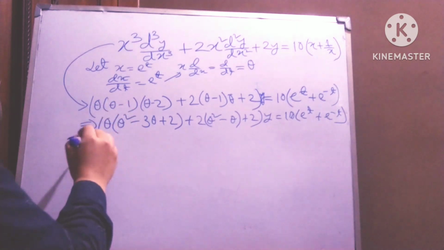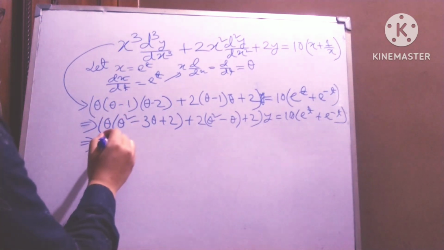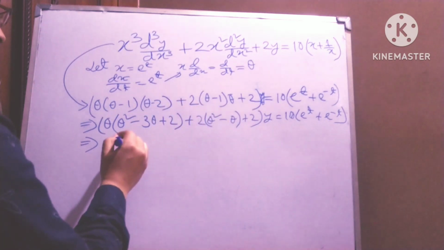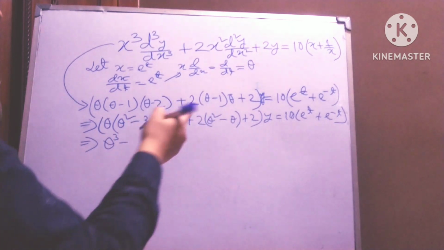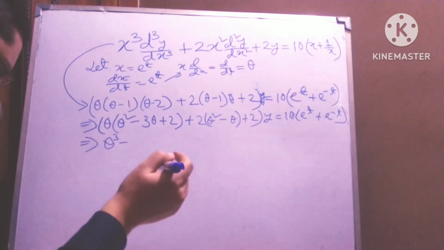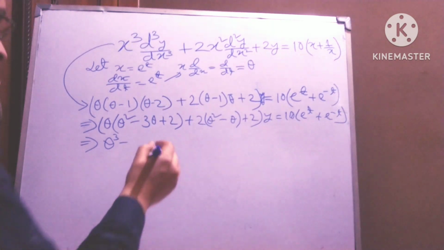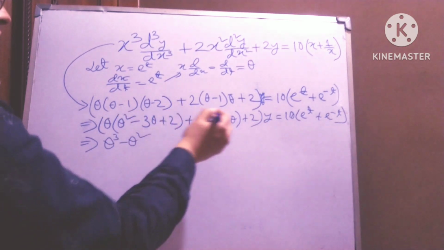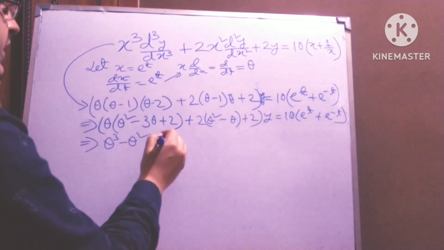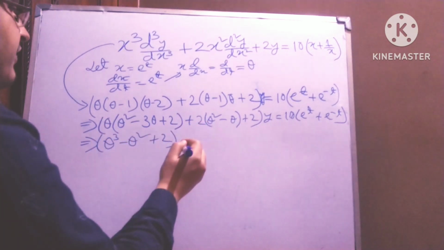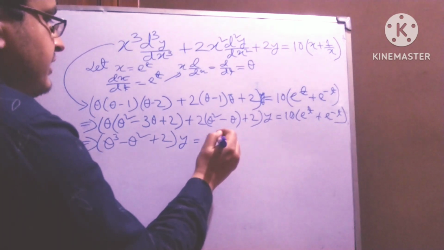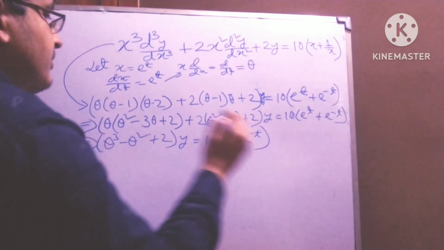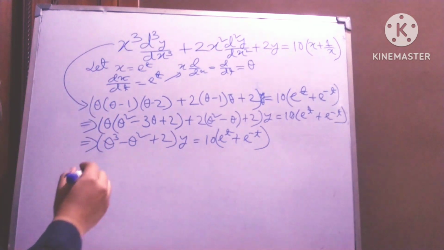And after that, if we multiply, so it is theta cube and 3 theta square plus 2 theta square, so it is theta square minus theta square, so theta cube, another is minus theta square. And after that, if I multiply 2 theta and minus 2 theta, so it is cut, so I get only 2 theta cube minus theta equals to 10 into e to the power t plus e to the power minus t. Okay, so how can I get CF?